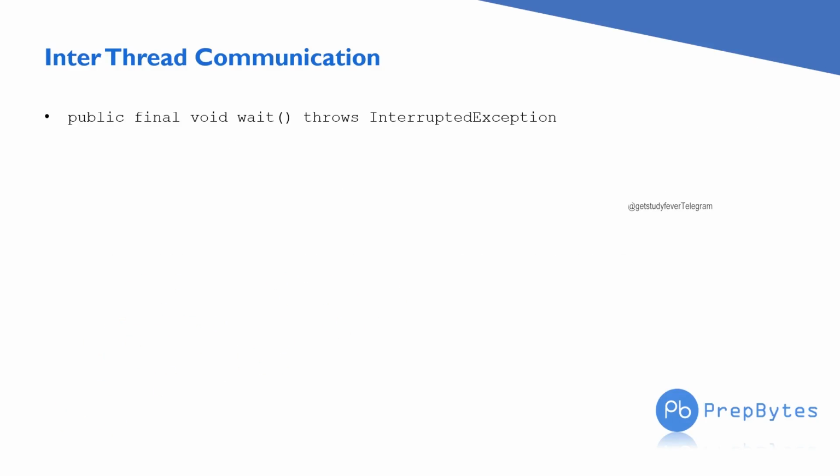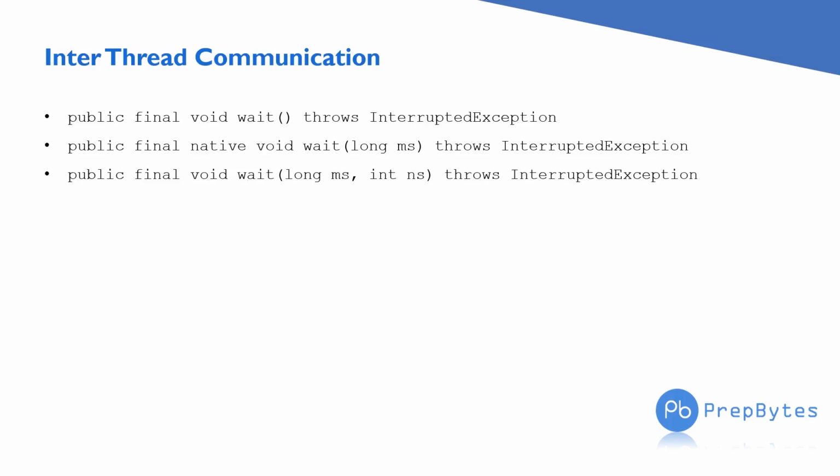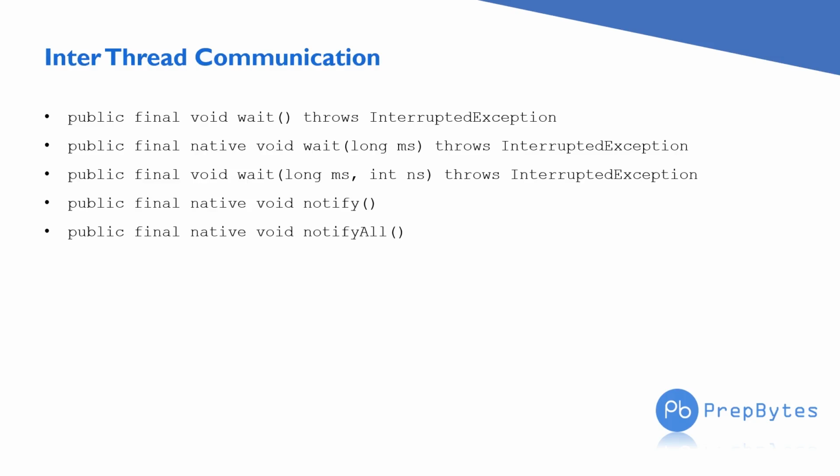Okay, so these are the wait methods. It throws InterruptedException. This is the wait method where I will wait for this much time. And this is the wait method for finer timing, that is long milliseconds and int nanoseconds. This is the notify method and this is the notifyAll method.